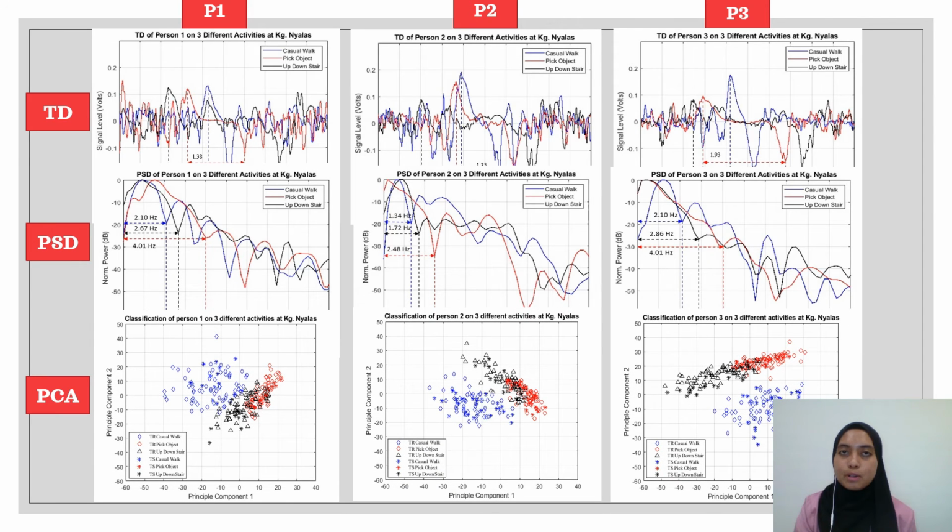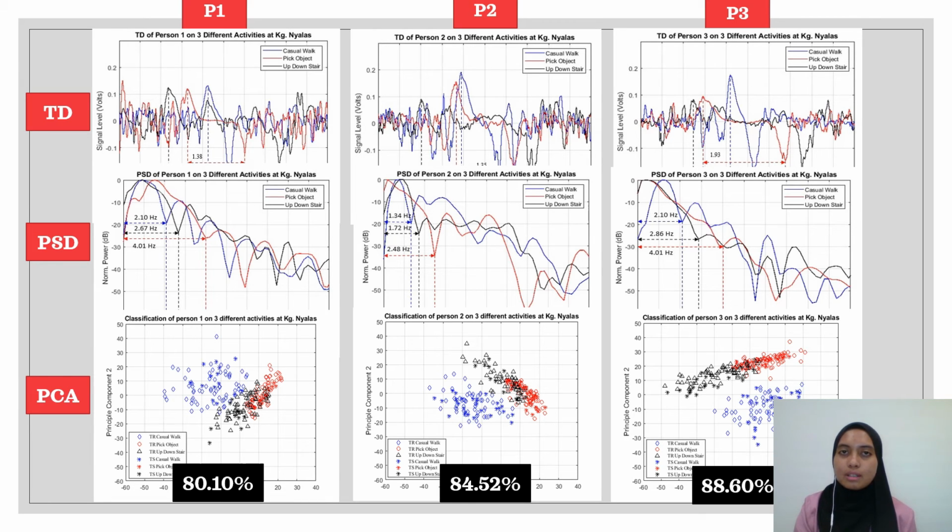And for principal component analysis, as you can see, the red cluster and the black cluster are overlapping with each other for person 1, person 2, and person 3. This is due to radar cross-section, and another reason is because the distance between the transmitter and the receiver at Kampung Yalas is quite far, which is 1020 meters.